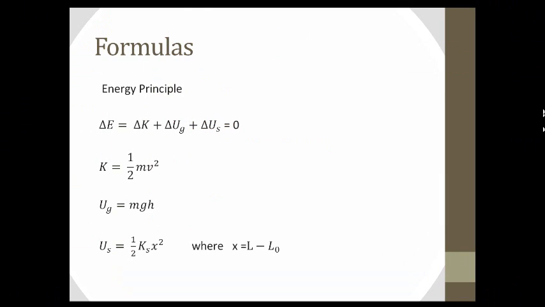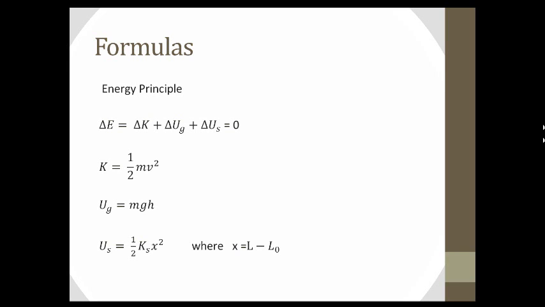Here's another formula that we will need. This is the energy principle. The energy principle states that the total amount of energy is equal to the change in kinetic energy plus the change in potential energy of gravity plus the change in potential energy of the spring. And this will all equal 0. This is 0 because this is stating that no energy will be created or destroyed.